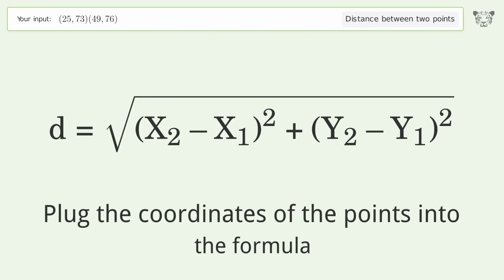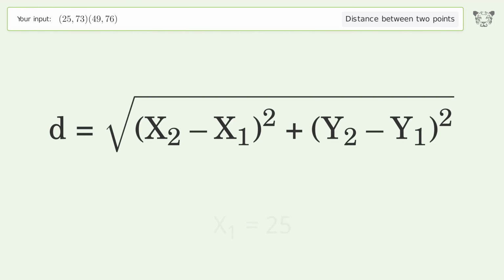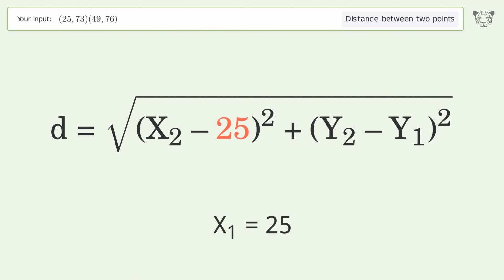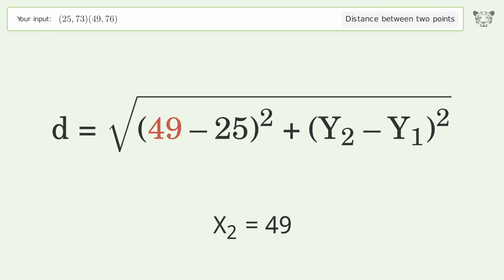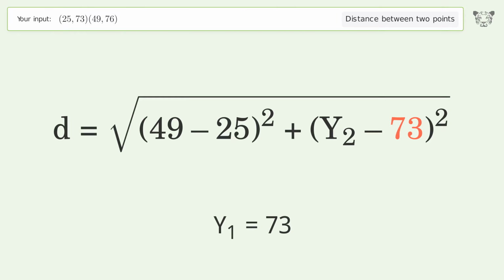Plug the coordinates of the points into the formula. x1 equals 25. x2 equals 49. y1 equals 73. y2 equals 76.